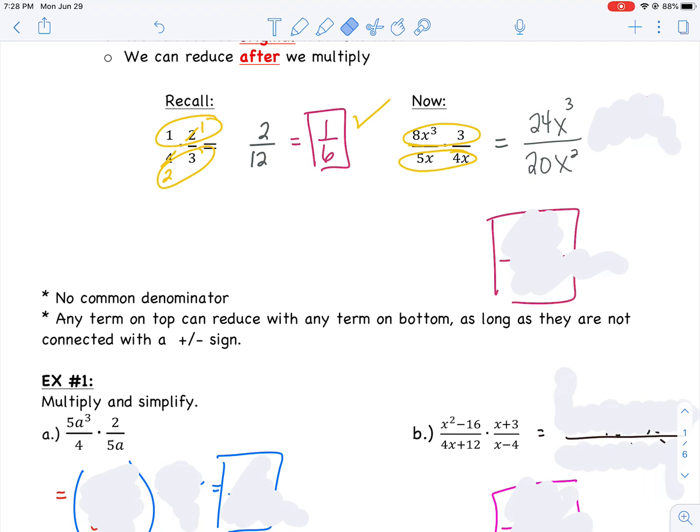So what number, what GCF, can I divide into 24 and 20, and then into x cubed and x squared? It looks like I can divide each of these terms by a 4 and an x squared. I'm going to divide my numerator by 4x squared and my denominator by 4x squared. 24 divided by 4 is 6. X cubed divided by x squared is x. 20 divided by 4 is 5, and x squared divided by x squared reduces, or I get 1. So 5 times 1 is just 5 in my denominator. I have a 6x on top and a 5 on bottom. That can't be reduced anymore. So that would be my final answer.